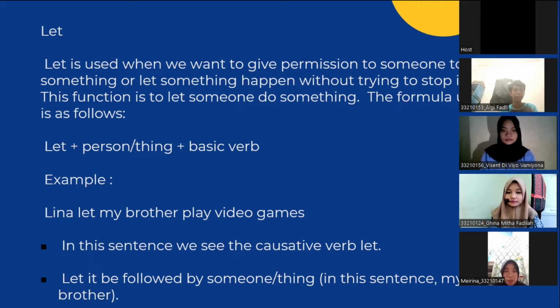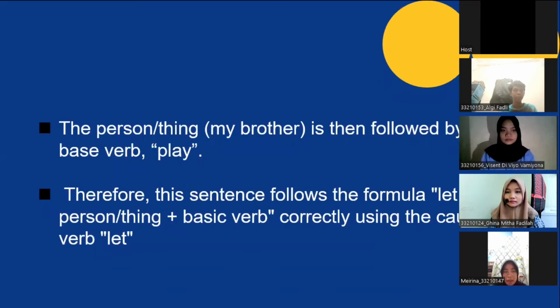In the sentence, we see the causative verb let. Let is followed by someone or thing in the sentence, my brother. The person or thing, my brother, is then followed by the basic verb play. And therefore, this sentence follows the formula let plus person or thing plus basic verb correctly using the causative verb let.